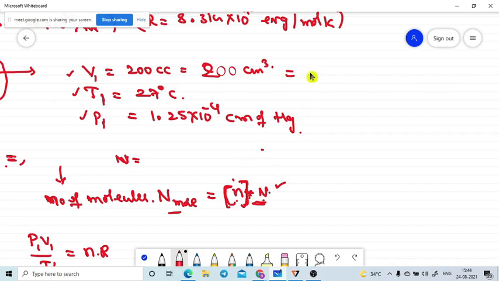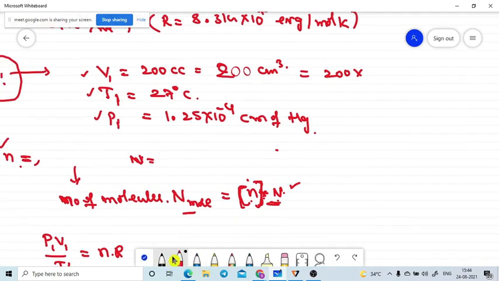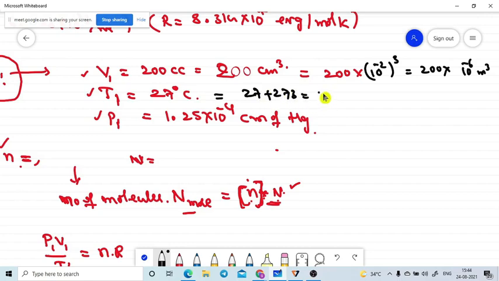So 200 into 1 centimeter is nothing but 10 to the power of minus 2 meter. So 10 to the power of minus 2 whole cube, that is equal to 200 into 10 to the power of minus 6 meter cube. So temperature it is in the degree Celsius. I need to change in the Kelvin. So 27 plus 273 is equal to 300 Kelvin.